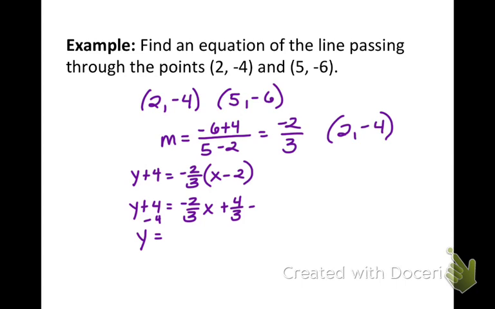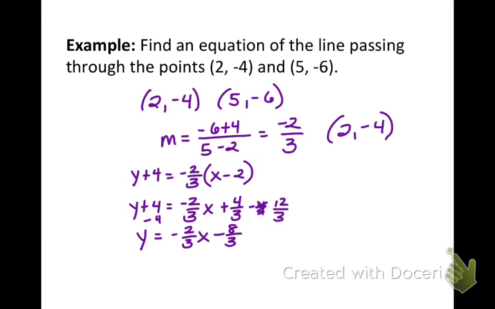Subtracting 4. So 4 is the same as 12 over 3. Common denominator. Don't be afraid to use your calculator, you can math frac that. 4/3 minus 12/3 is negative 8/3. So I get negative 2/3 x minus 8/3. So now I'm in slope-intercept form.